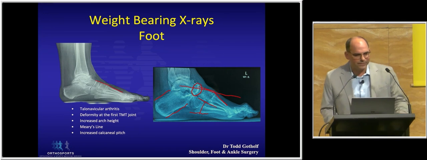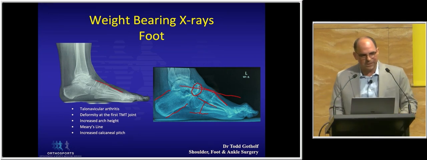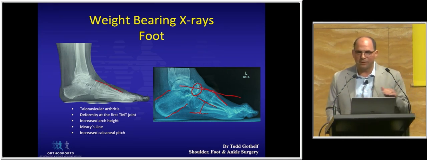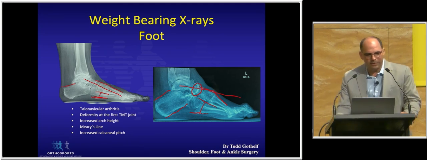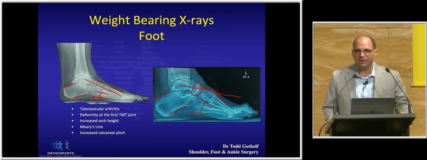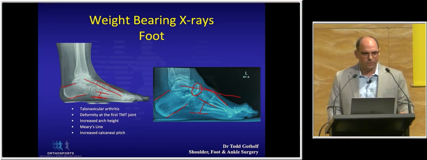So if we look on the left-hand side, our first TMT joint line is straight. There's no angulation. Meary's line goes straight through the first metatarsal, the longitudinal axis of the talus. The distance from the first metatarsal to the fifth metatarsal is a much more normal distance there. And the calcaneal pitch there is what you'd normally see if you look at enough x-rays, about 20 degrees or so of a calcaneal pitch, or the way the calcaneus sits on the ground.